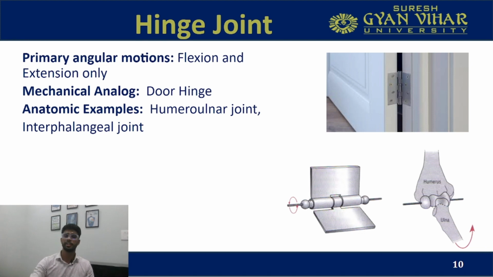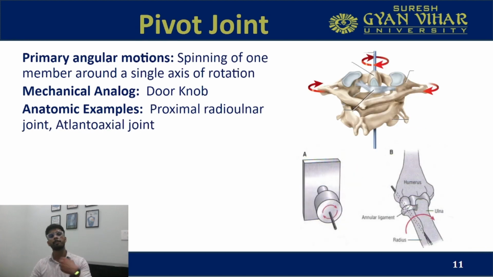So this was a hinge joint. Now second is a pivot joint. In a pivot joint, there is a primary motion. So there is something which is pivot. You must have seen the fan in the ceiling at your home. It is pivoted at a point and it is rotating around it, spinning around it.